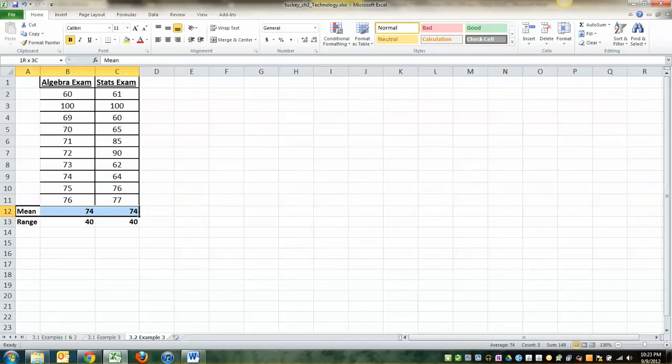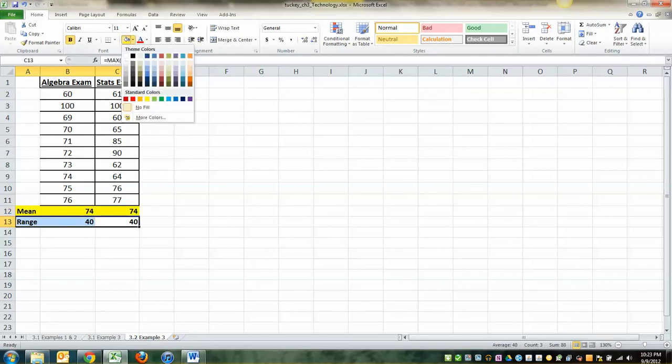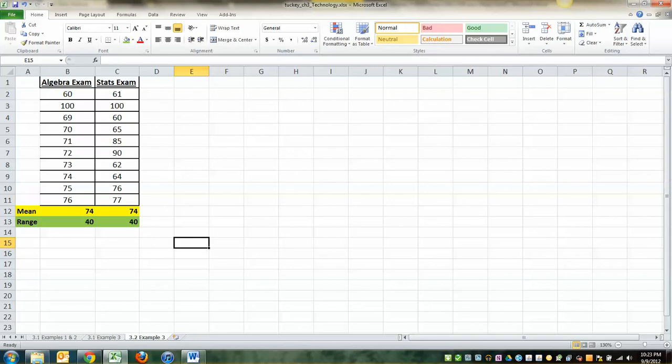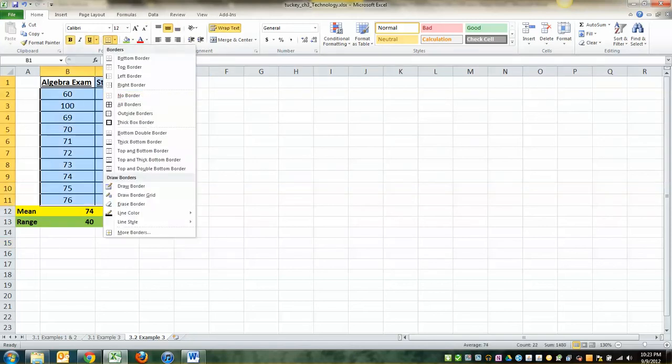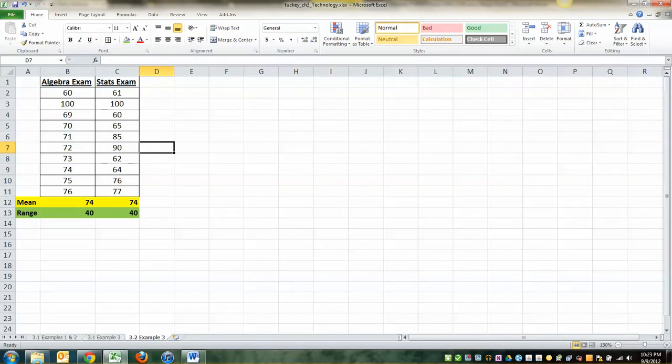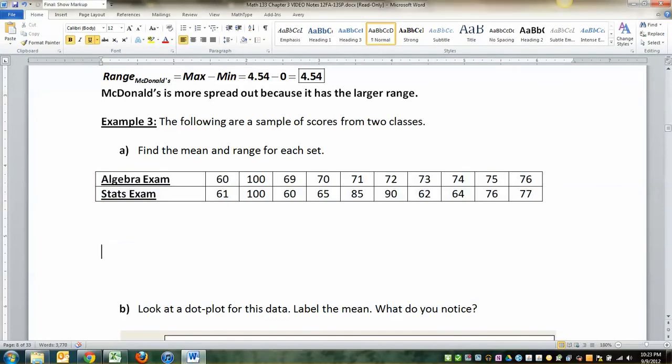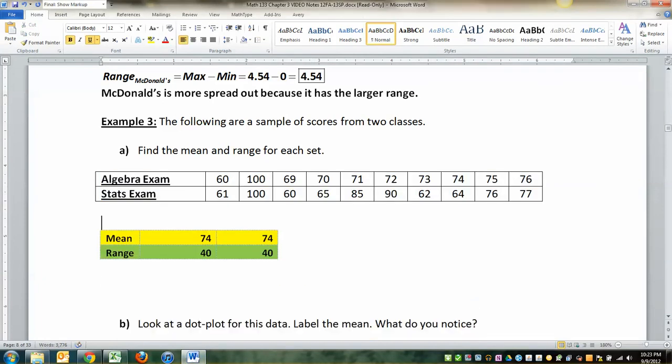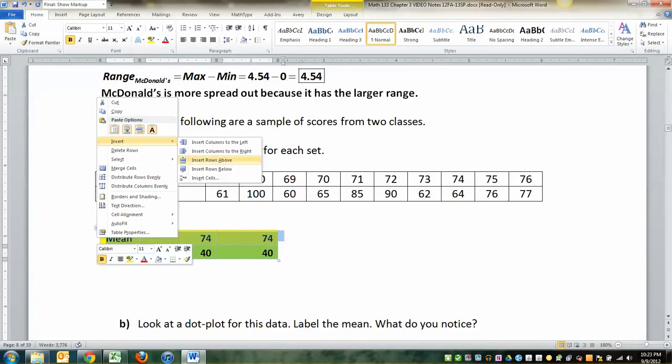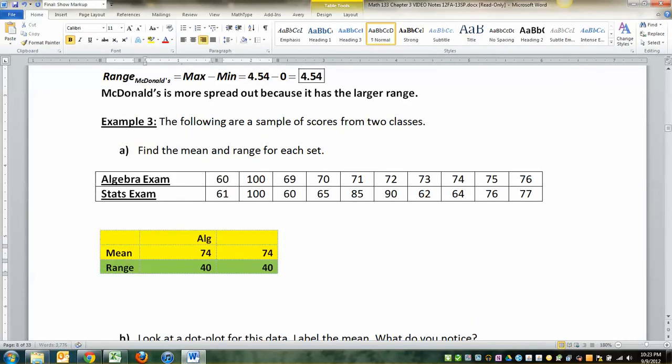All right. So I'm going to make these colored just so that they're easy to follow. Beautiful. Fabulous. It was driving me nuts having no border on that left side. So there we go. All right, so I can go back here. Matter of fact, I can copy and paste these. Copy, go back here. I found the mean and the range. There you go. So the mean and the range for algebra and for stats is both 74 and 40. This is algebra. This was stats.